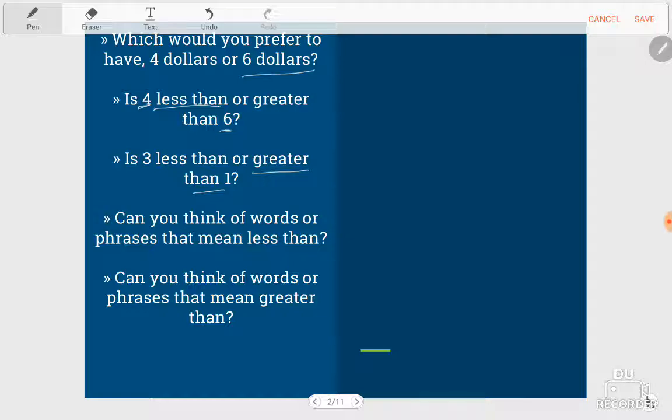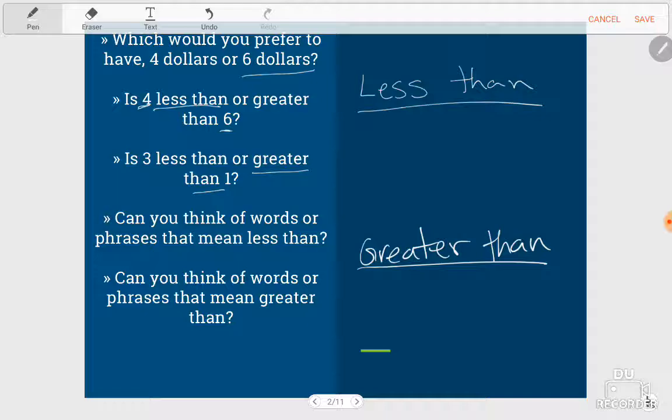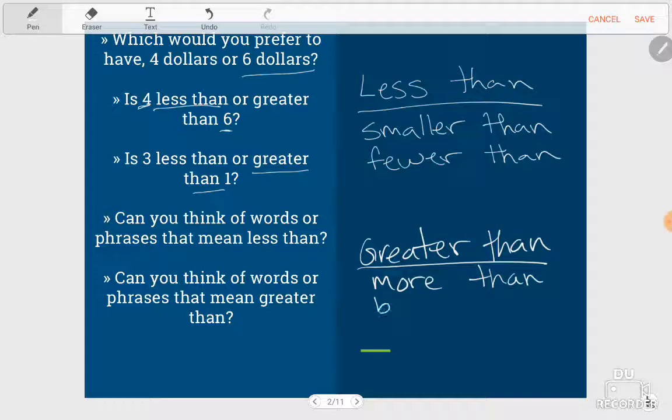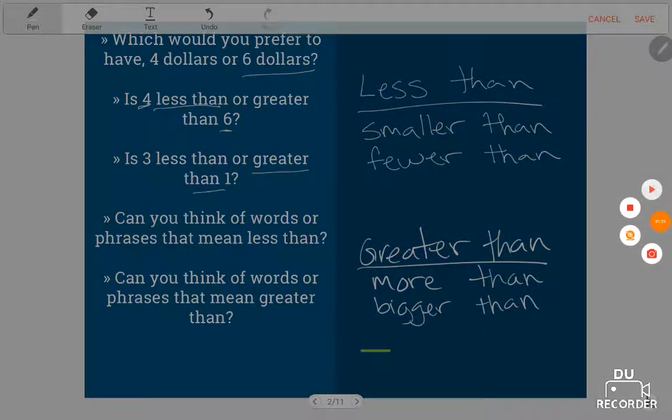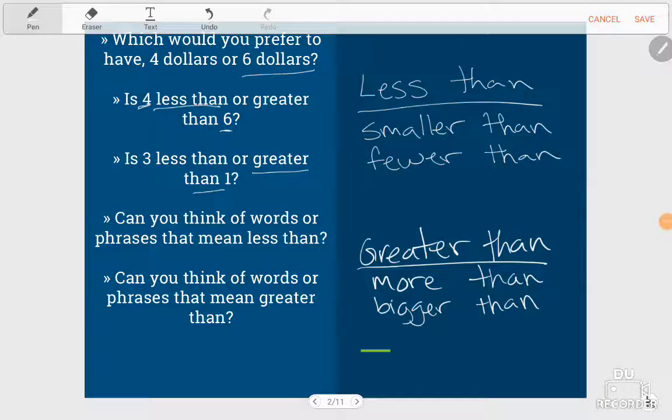Okay, you don't have to write this down, but I'd like you to write what I'm going to write on the side over here. So we talked about other words for less than and greater than. Some words that came up for less than were smaller than or fewer than. Greater than, we had more than as another choice, or bigger than. Okay, so make sure you jot these down.